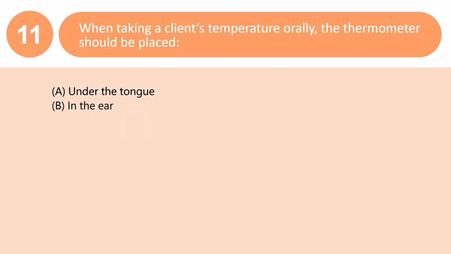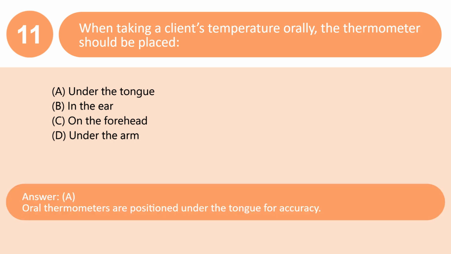When taking a client's temperature orally, the thermometer should be placed: A. Under the tongue. B. In the ear. C. On the forehead. D. Under the arm. Answer, A. Oral thermometers are positioned under the tongue for accuracy.